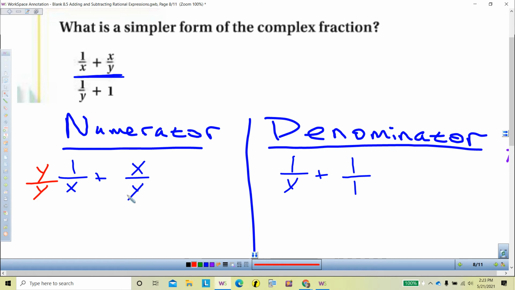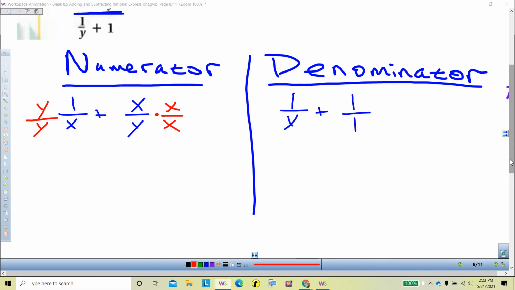Second fraction has the y but doesn't have the x. So I'm going to multiply by x over x. Right, and then you can see the denominators are the same. They're both xy. So let's finish off that numerator first. So you get y plus x squared over xy.